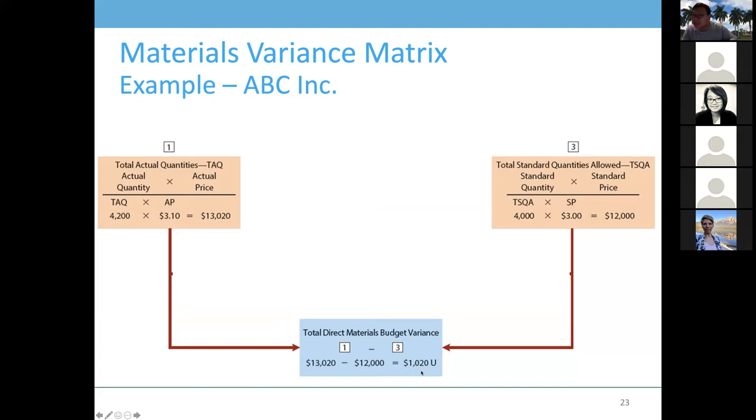How much of that is the quantity variance? How much of that is the price variance? So I have to have a middle box, right? The middle box tells me which quantity I should use and which price I should use. I spent a lot of time on this. AQSP. So which quantity are you going to use? And which price? Standard price. Very good. So what's the actual quantity? Can anyone tell me what's the actual quantity?